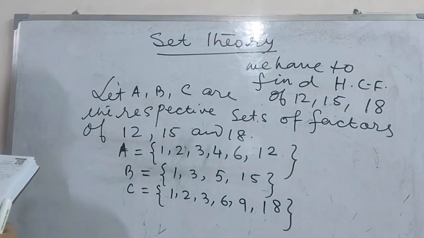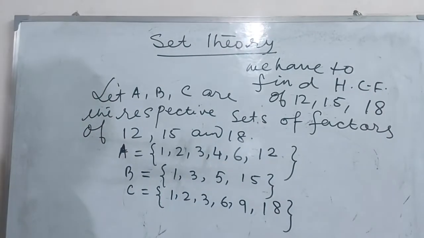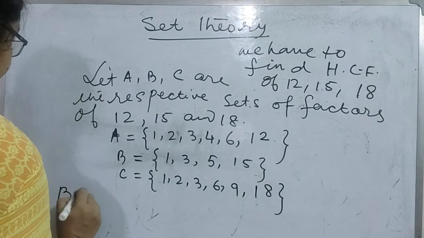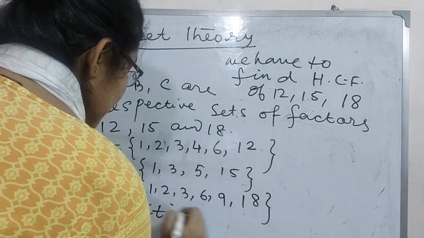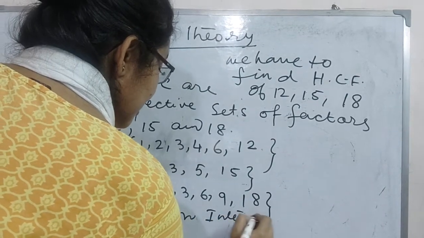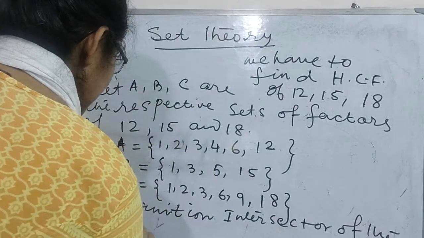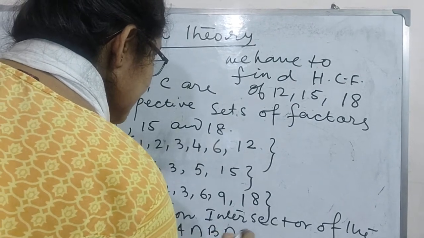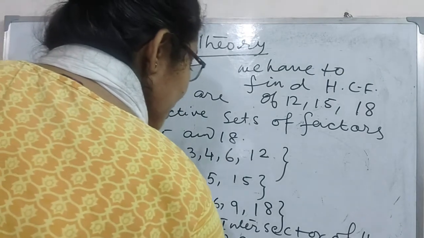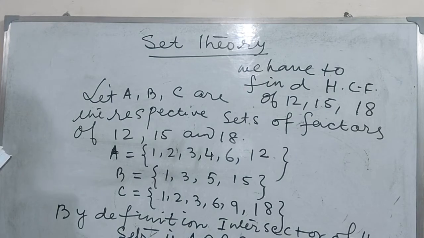By definition of the intersection of the sets, A intersection B intersection C equals the common elements of A, B and C, which are 1 and 3 here.